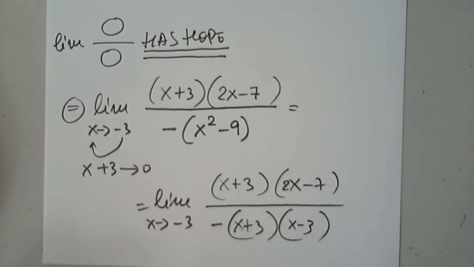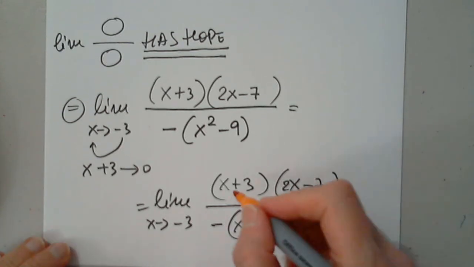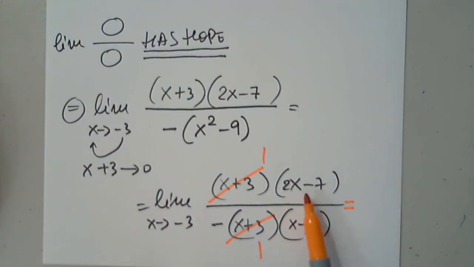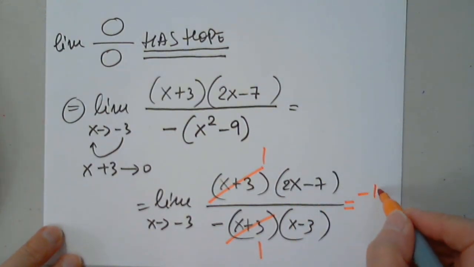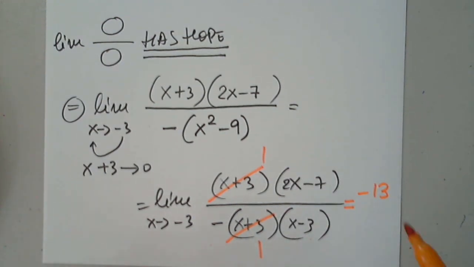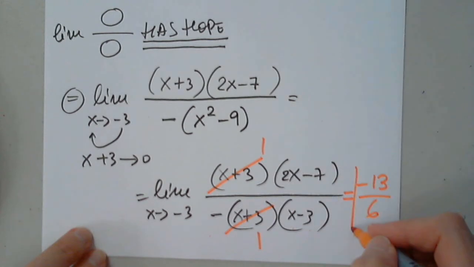I know exactly what creates the problem. Can anyone tell us which factor is the problem, and if I can get rid of it, I have hope? You can get rid of x plus 3. Exactly, that was my problem. And now let's plug it in. Negative 6 minus 7, negative 13. Negative 3 minus 3, negative 6. Positive 6. This is it.